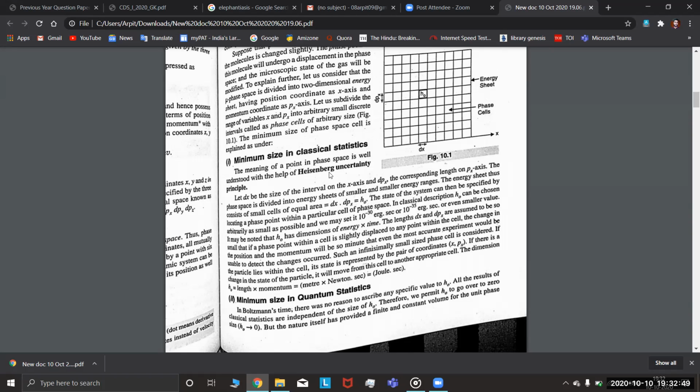In classical description, h naught can be chosen arbitrarily as small as possible, and we may set it as 10 to the power minus 30 second. That is a given value for this h naught here, or even smaller values. It may be noted that h naught has dimensions of energy into time. Now, this thing is quite new to me at least, that this product is giving energy and time. If you look at it dimensionally, then energy into time has the same dimensions.